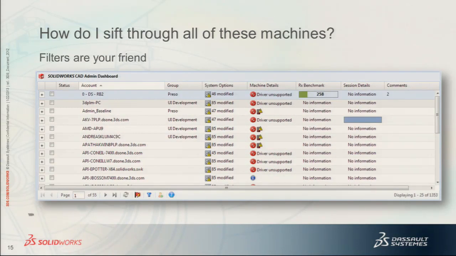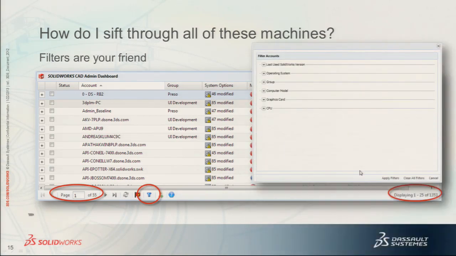For our data, if you notice, there's page 1 of 55, and there are 1,353 machines that we have data available for. The way to keep track of this is a filter tool. You'll notice we've borrowed the filter from the FeatureManager tree, so it will be recognizable. For right now, the criteria we're making available to filter on are last used SolidWorks version, the operating system, and group, which we're going to get to in a second.